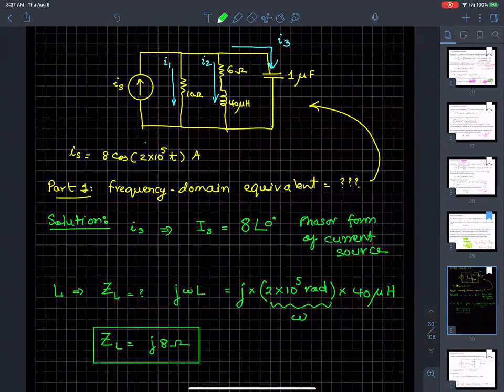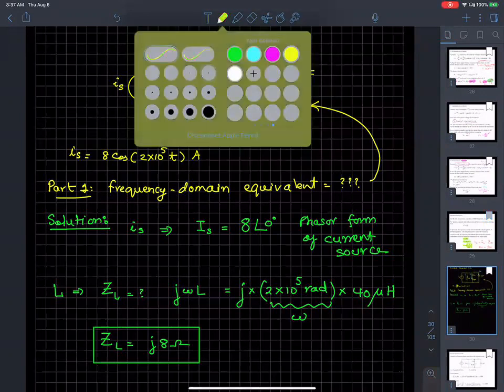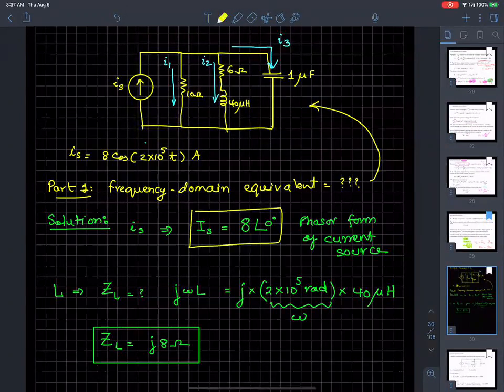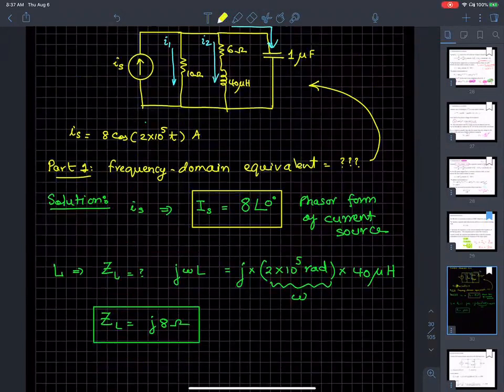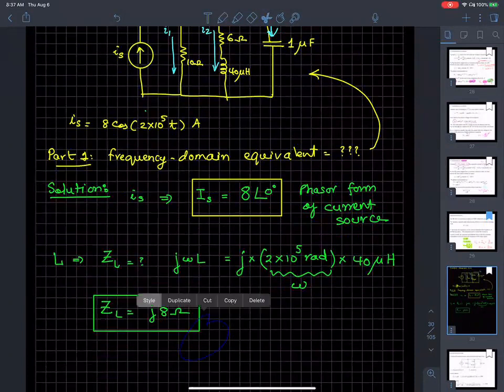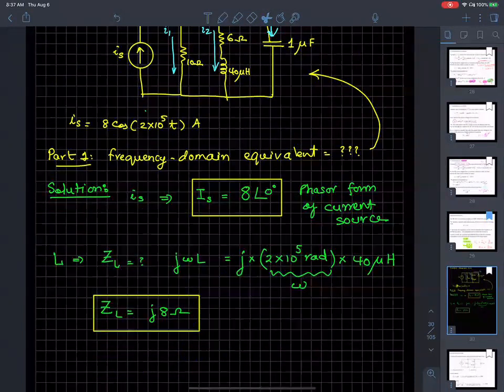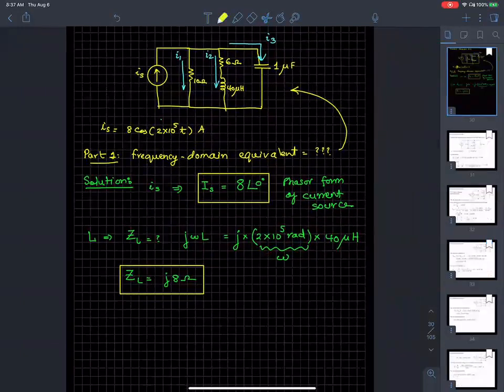So this is the first step. The first step I did was to express the current in a phasor form. The next step I did is to translate the inductor to the frequency domain. Let's do the exact same thing with the capacitor. There's a capacitance C over here. Let's translate the capacitance into the frequency domain, which can be expressed as ZC, which is 1 over j omega C.